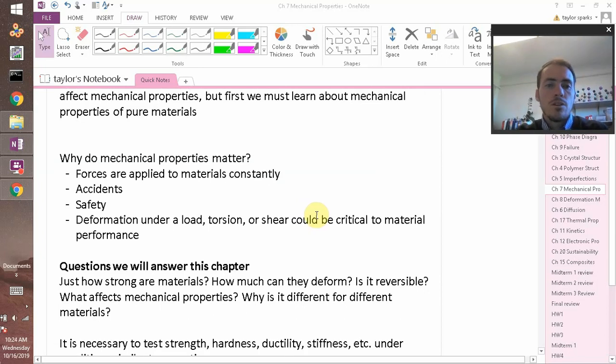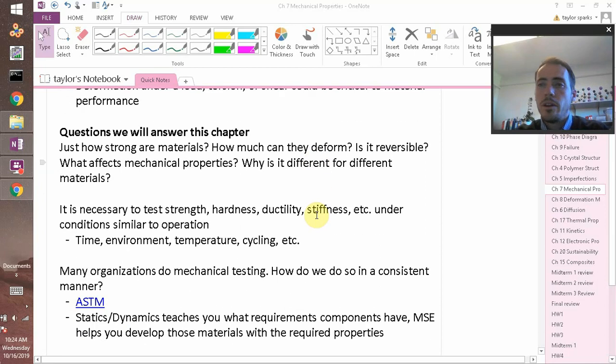Some of the questions that we'll be able to answer, hopefully by the end of this chapter, are: just how strong are materials? How much can they deform? If they deform, is it going to be reversible? What influences strong versus hard materials? What leads to one being the other? Why is it different?